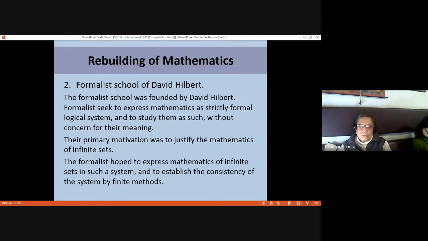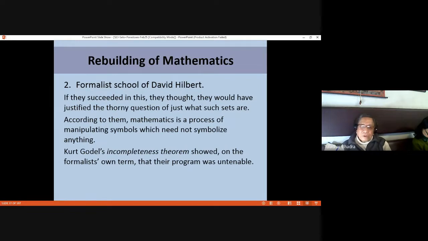Now, second is the Formalistic School of David Hilbert. The formalist school was founded by David Hilbert. Formalists seek to express mathematics in a strictly formal logical system and to study them as such without concern for their meaning. Their primary motivation was to justify the mathematics of infinite sets. The formalists hope to express the mathematics of infinite sets in such a system and to establish the consistency of the system by finite methods, formalistic methods of David Hilbert. If they succeeded in this, they thought they would have justified a thorny question of just how such sets are. According to them, mathematics is a process of manipulating symbols which need not symbolize anything.